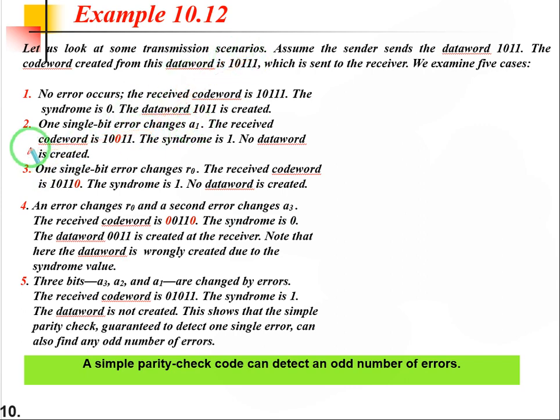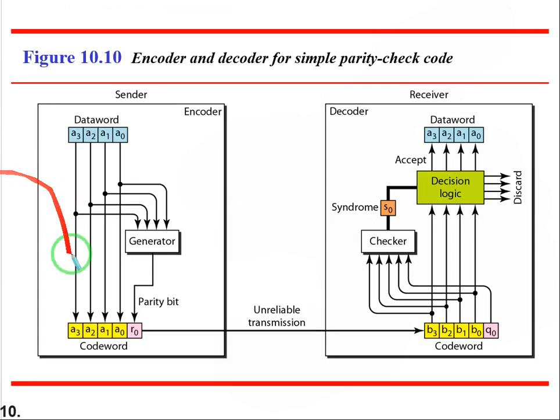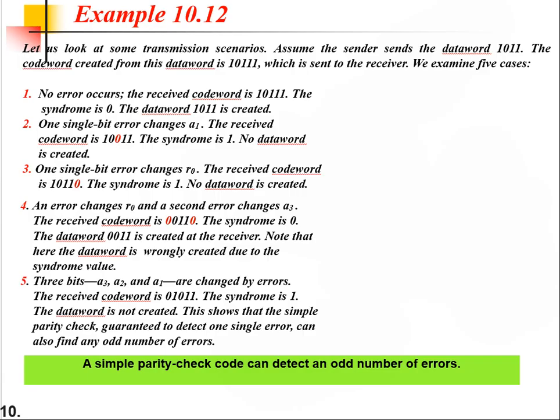Then coming to another one, assume that one single bit error occurs. Let's say this is our A1, and A1 is going to be changed. The receiver code will be 10011. How many ones here? 1 2 3. So the syndrome detects a 1, and no data word will be created because there is a bit error, and the error is detected.